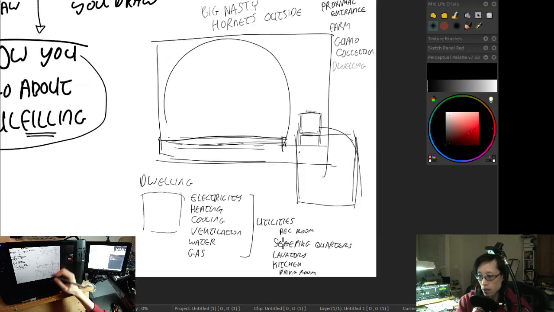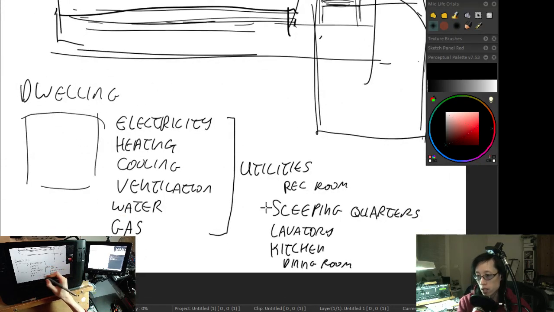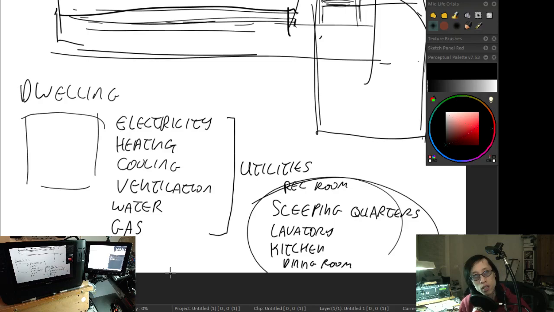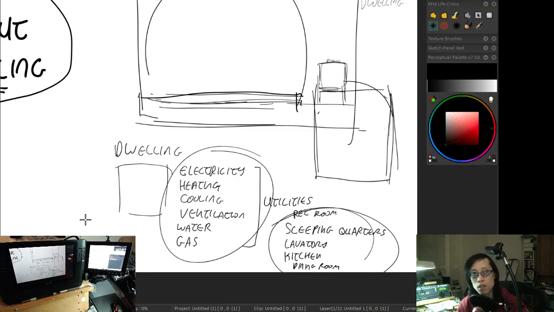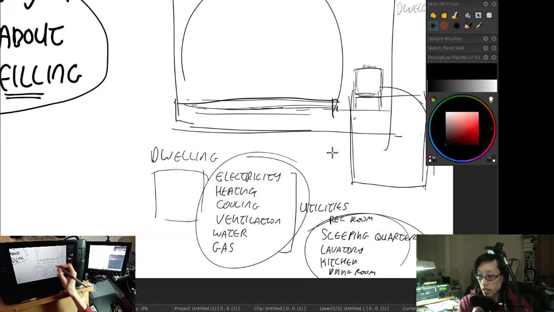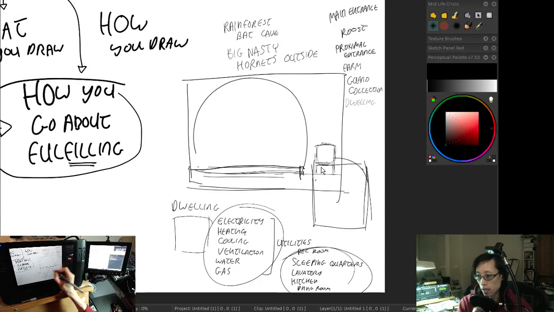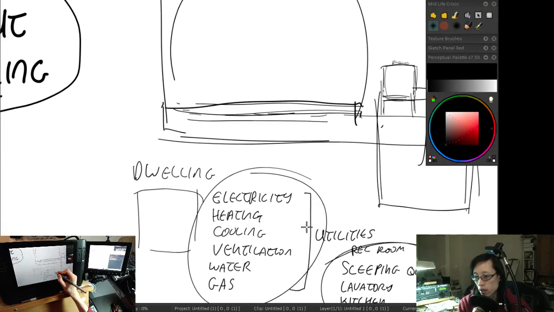How do I explain it? These utilities are necessary to create these types of rooms, right? These rooms are going to depend upon the utilities. And the utilities, oh yeah, I got a few things in mind. These things are dependent upon the fact that there's a dwelling there, right? And the other thing is, how are we going to get these utilities in a Batcave?